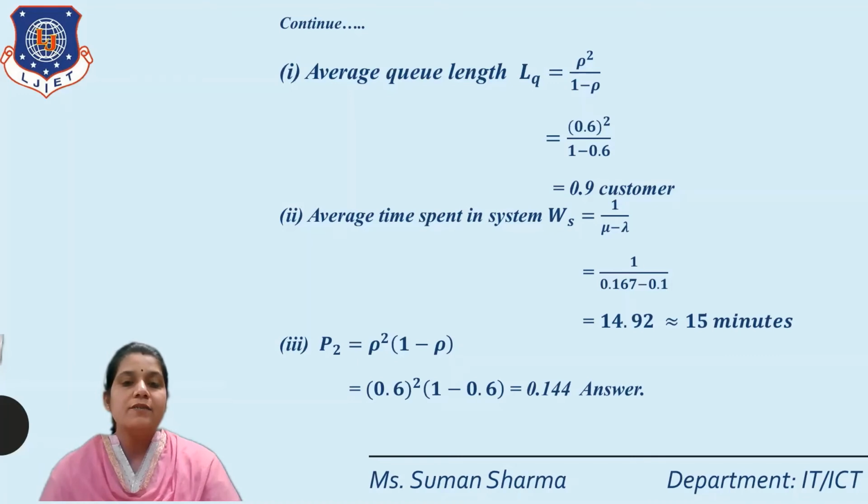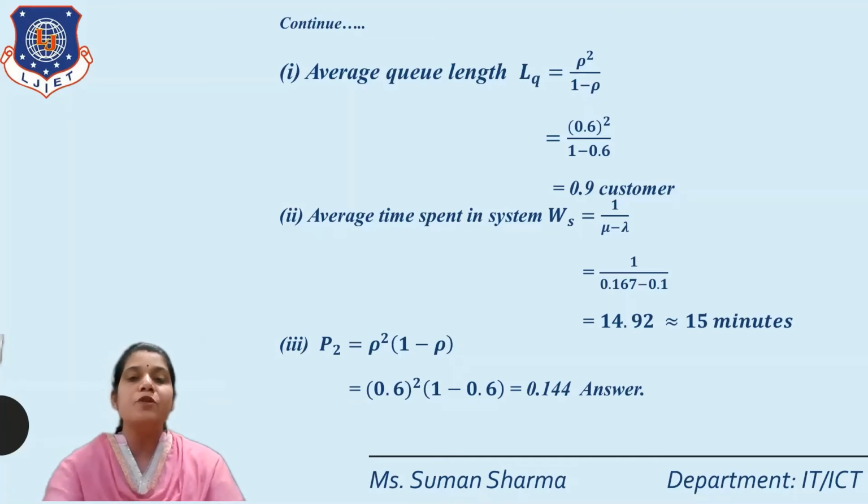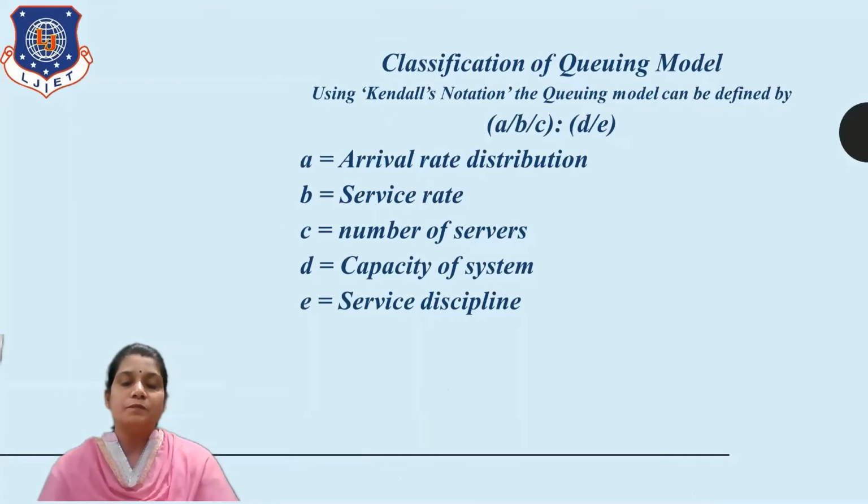So we write here P2 is equal to rho square into 1 minus rho. So put all these values, that means we put the value of rho only. So 0.6 whole square in the bracket 1 minus 0.6 is equal to 0.144. So this is the different types of example based on the queuing theory problem.